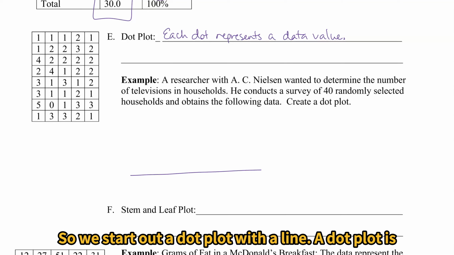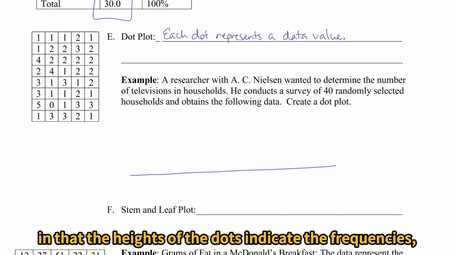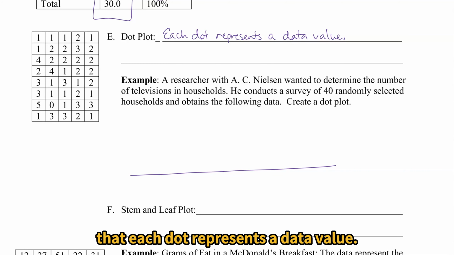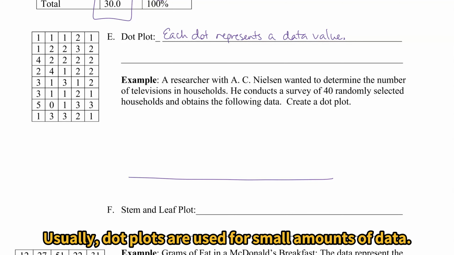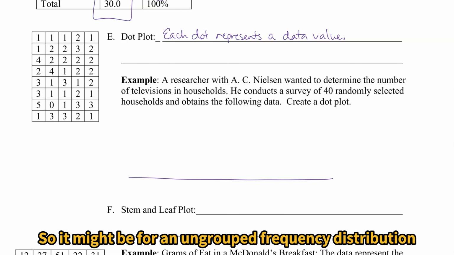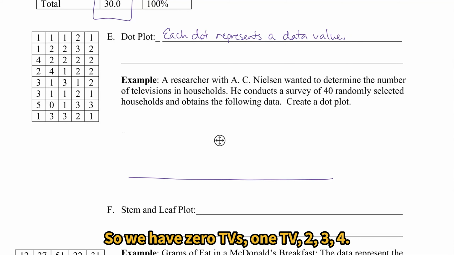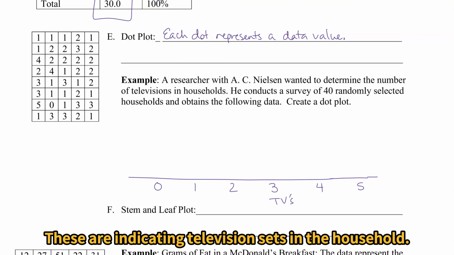So we start out a dot plot with a line. A dot plot's similar to a bar graph in that the heights of the dots indicate the frequencies, but this time we're going to say that each dot represents a data value. So we look at our data here. Usually dot plots are used for small amounts of data, so it might be for an ungrouped frequency distribution, for example, or a categorical frequency distribution. So we have 0 TVs, 1 TV, 2, 3, 4. We could have a category for 5, and these are indicating television sets in the household.